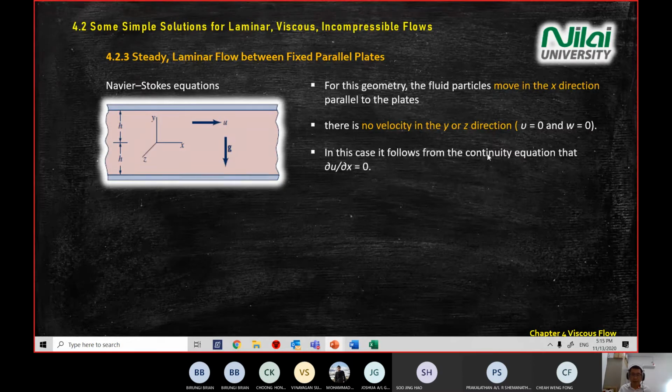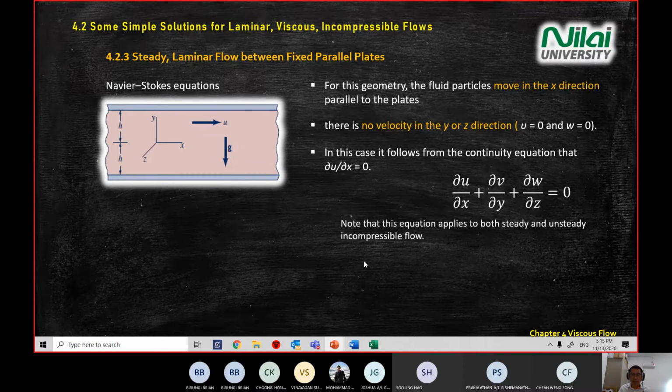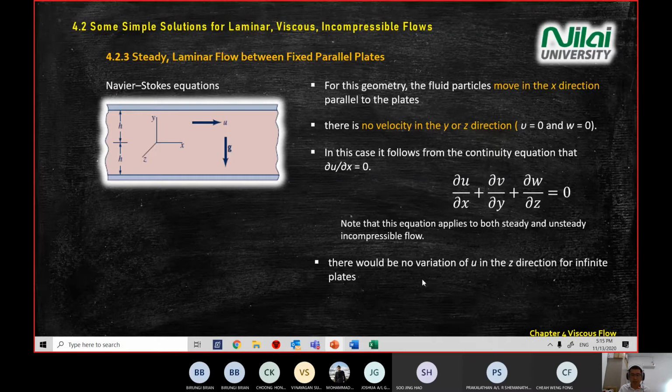And our continuity equation will give us that the change of u divided by x will be 0. It means there's no acceleration inside this pipe. So this is the equation we use: del u over del x plus del v over del y plus del w over del z equal to 0. Steady incompressible case again. No changes in the z direction for our u component.